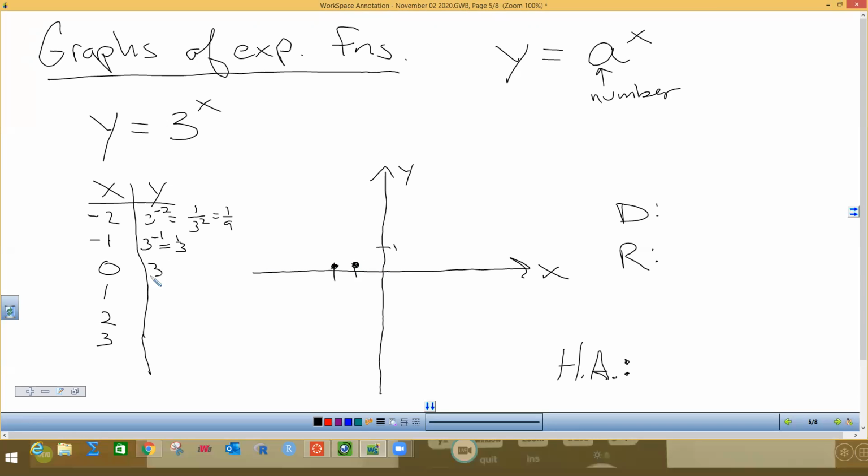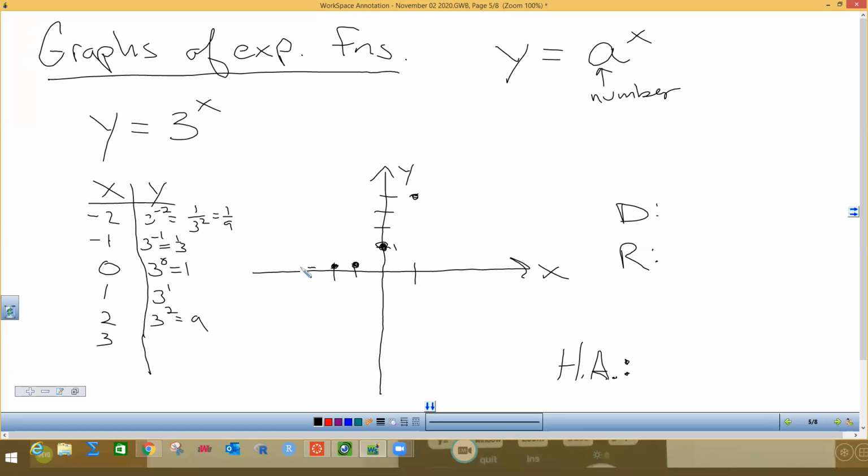If you plug 0 in, anything to the 0 power is 1. So these graphs will normally go through (0, 1). If you plug 1 in, you get 3 to the first, which is 3. And if you plug 2 in, that's 9, and that's by far big enough to go off the graph. 3 to the third would be 27.